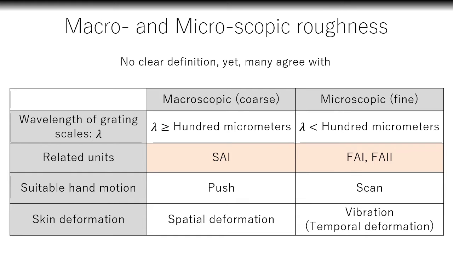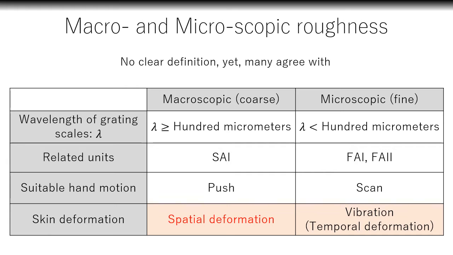Corresponding mechanoreceptive units are different between these two types of roughness. Slow and fast adapters are in charge of the macro and micro roughness, respectively. Suitable hand motions are also different. Pushing the surface is satisfactory for macro roughness, whereas scanning or rubbing motion is required for the perception of micro roughness.